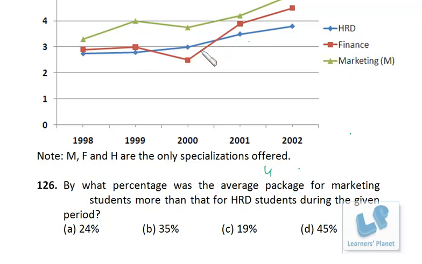Now average package of HRD, I take 3 as the baseline. Two datas are less than 3 and two datas are a bit more than 3, so approximately it's 3 lakh. Okay, now we have to find out the average package for marketing students more than of HRD, right? So HRD we have to take as base, so HRD is 3, marketing is 1 more and 100%, so that's around 33.33%, so closer to that is 35%. Okay, not much calculations are involved.